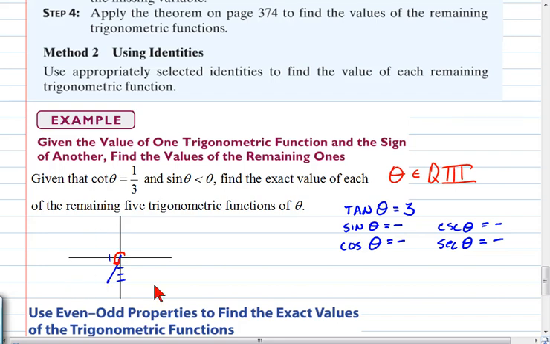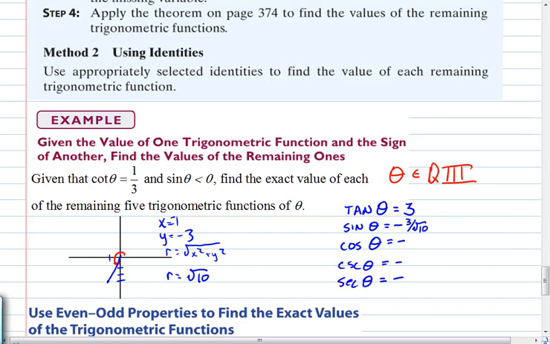I know a value for x. I know a value for y. I only need to find r. How do I find r? R is equal to the square root of x squared plus y squared. That comes from the equation of the unit circle, x squared plus y squared equals r squared. Solve that for r and you get this. So this is going to be the square root of, tangent is going to be y over r. So this is going to be negative 3 over the square root of 10.